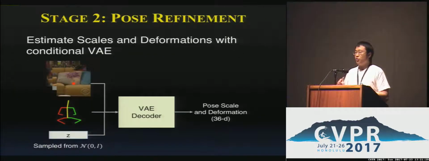In the second stage, we use a variational autoencoder. Given the images and the coarse pose as input, we can perform sampling on the latent variable z and generate the pose scale and deformations, which are used to further refine the coarse sitting pose.